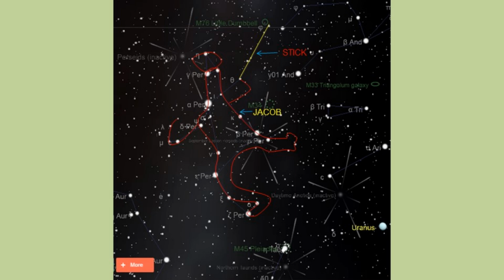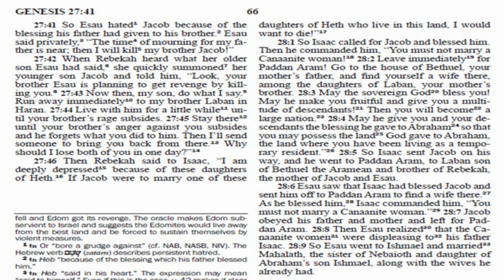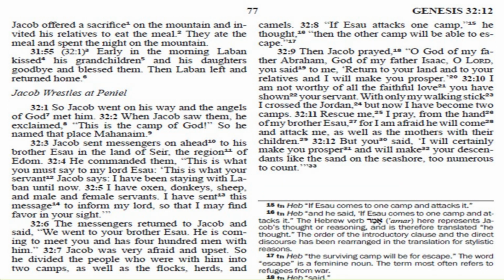It is Jacob who is running away from his home as there is a threat to his life from his elder brother Esau, as mentioned in chapter number 27, verse number 41 to 45. According to chapter number 32, verse number 10, while praying to God, Jacob mentions that with only my walking stick, I crossed the Jordan.